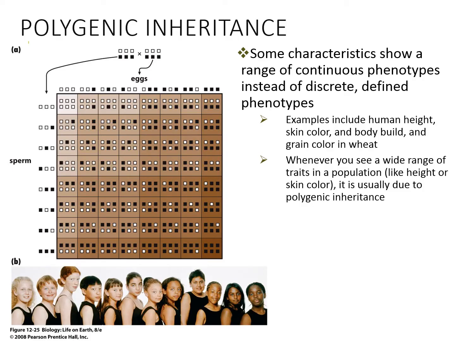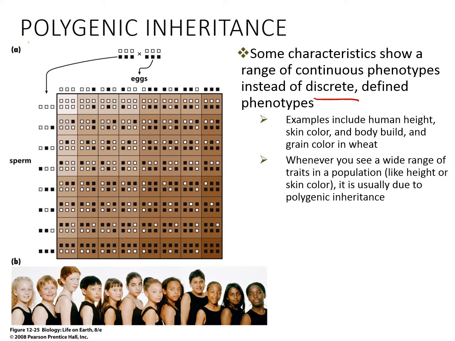Polygenic inheritance. Some characteristics show a range of continuous phenotypes instead of discrete, defined phenotypes. Firstly, what do we mean by discrete? Discrete, when we say that, for example, it would be like the purple flowers: it's either purple or it's white, and there is never an intermediate phenotype. It's purple or it's white.